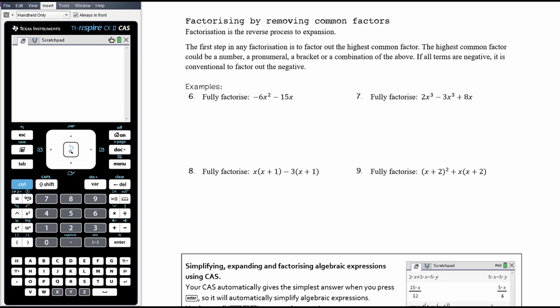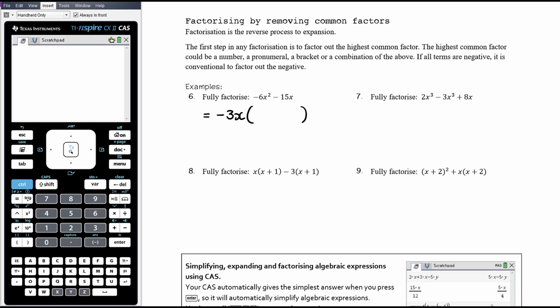So we want to fully factorise negative 6x squared minus 15x. Now if both terms are negative, we would definitely factor out the negative as a common factor. We're thinking about negative 1 is a common factor. It's bigger than negative 1 though, because 3 is a common factor to both 6 and 15. So negative 3 is the numeric common factor. And then there's also an x in common in both of those terms.